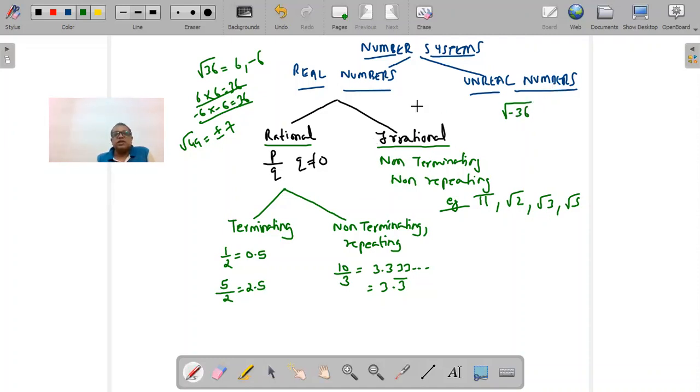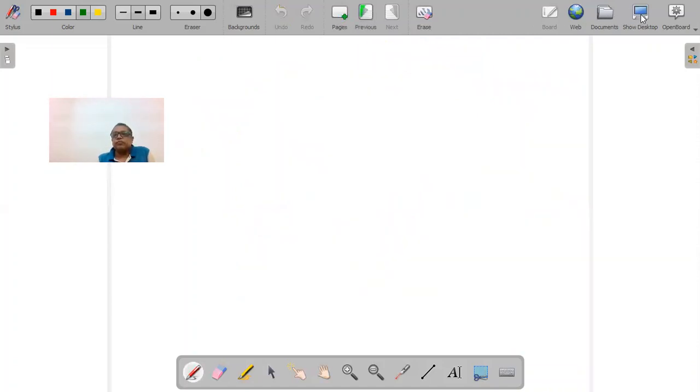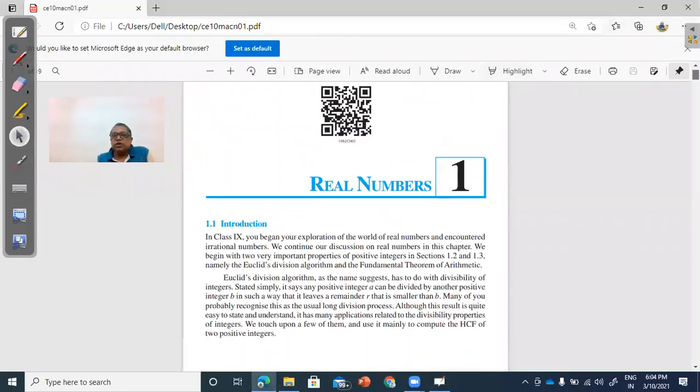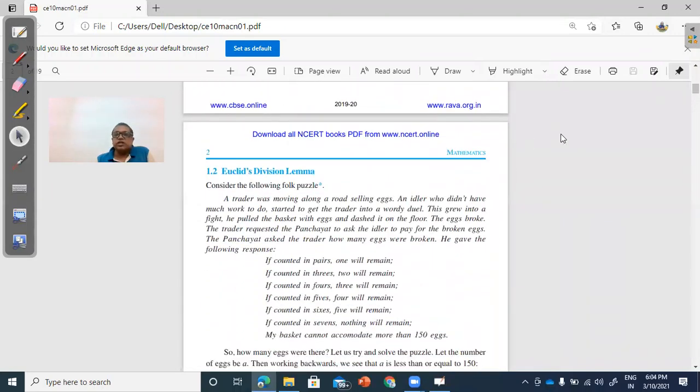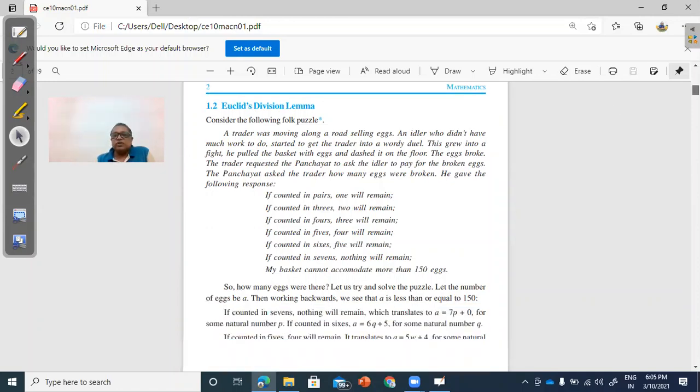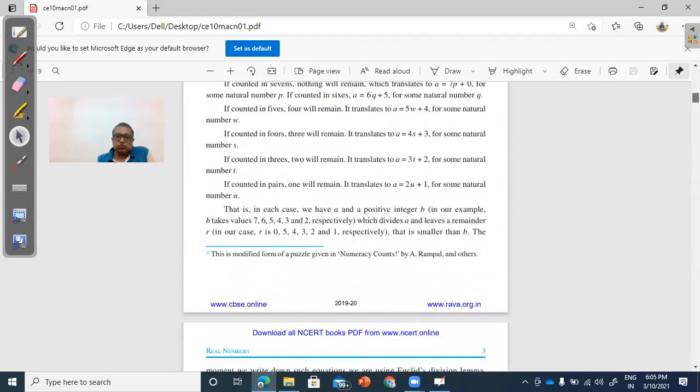So this is the introduction to real numbers. Now we go further in this chapter and concentrate on Euclid's division lemma. Euclid was a Greek mathematician. You've studied about Euclid last year. He's also called the father of geometry. Now he gave something called a lemma. So what is a lemma?